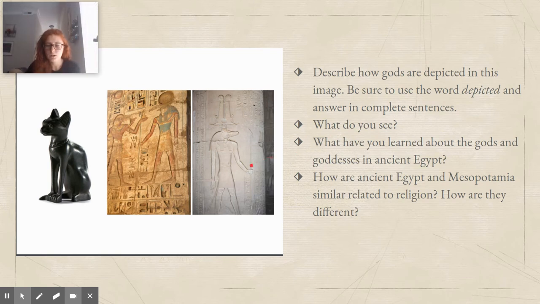So, what have you learned about the gods and goddesses in ancient Egypt? We've kind of already answered that. They looked like people or animals or people mixed with animals, right? And the ancient Egyptians believed that they controlled things or even created things in our world, right? That's what they believed.